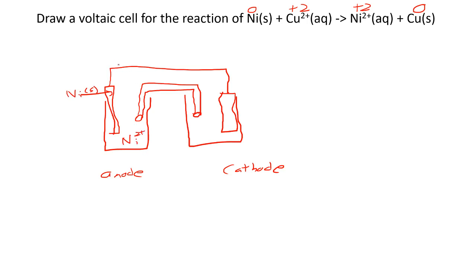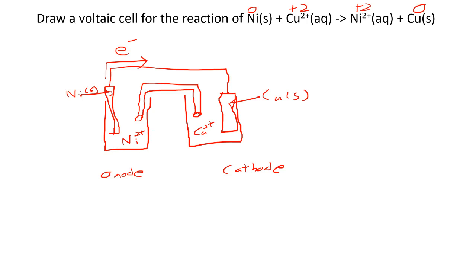Then my electrons are going to, well, let's just label these first. So my cathode is going to be my copper solid. Then I have my copper 2 plus here. We then know the electrons are going to have to flow from the nickel to the copper. That means my electrons are going to flow up and through this wire. Remember, they go through the wire, not through the salt bridge. And so this is enough labeling. I now have a voltaic cell.